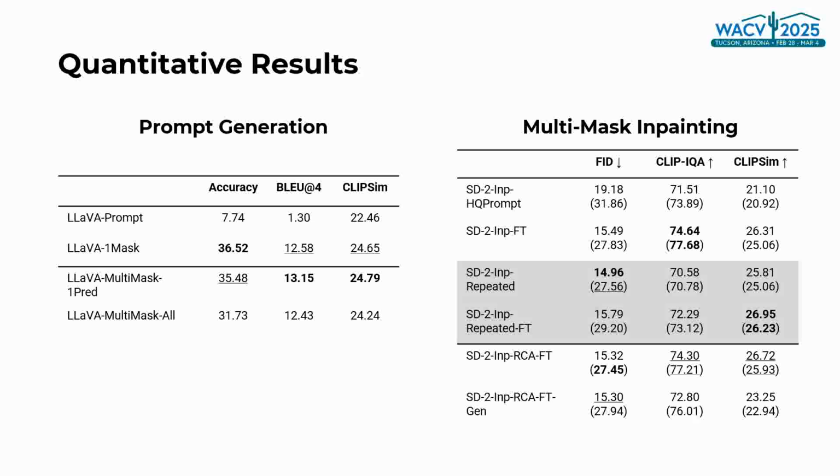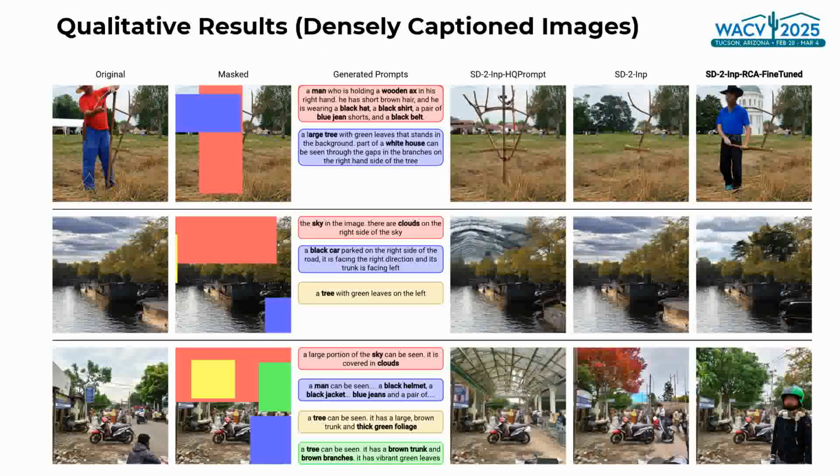In this slide, we present qualitative results of our pipeline on photographic images from the Densely Captioned Images dataset. As we can see, we obtain creatively generated prompts that result in higher quality completions compared to using a general prompt such as "high quality". Furthermore, our adaptation of the RCA technique enables better alignment of region prompts.